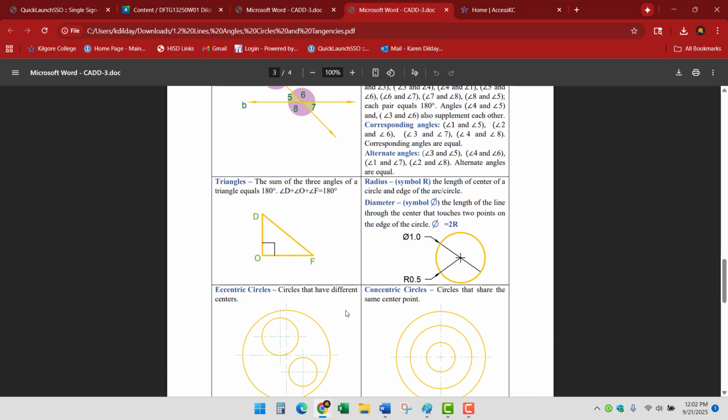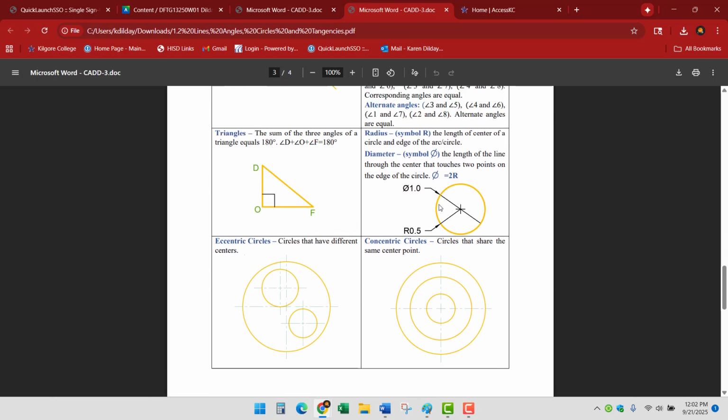When you have circular shapes, there's a couple of things that we need to remember. The diameter of the circle is the distance between the edge of the circle all the way across the inside of the circle to the other edge of the circle, passing through the center point. The radius of a circle is the distance between the edge of the circle and the center point.